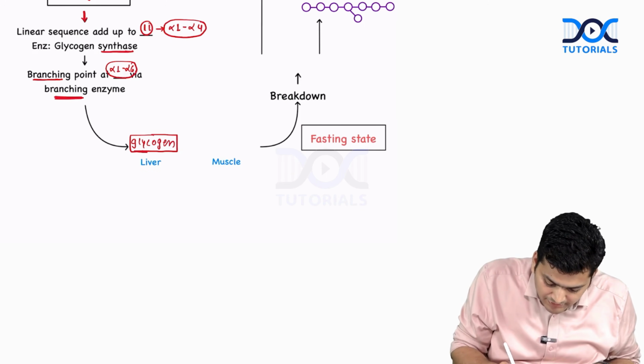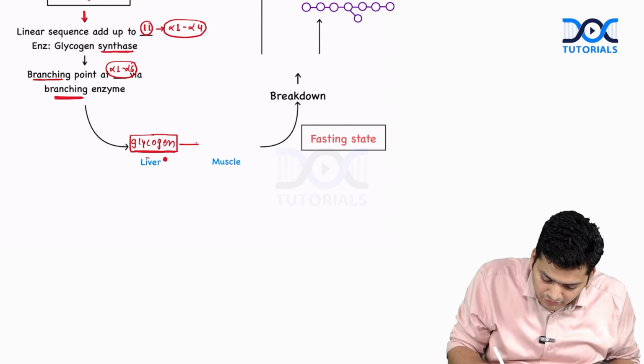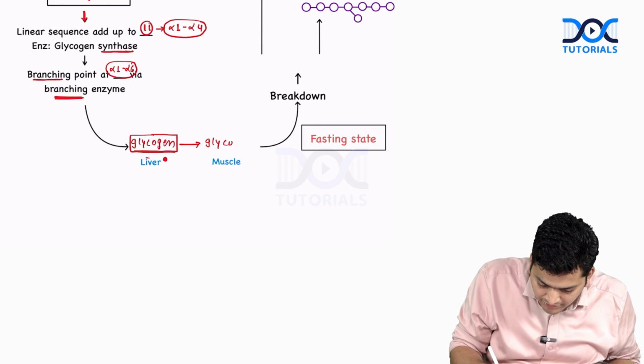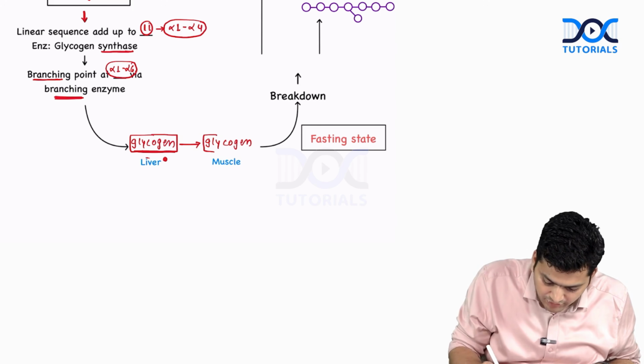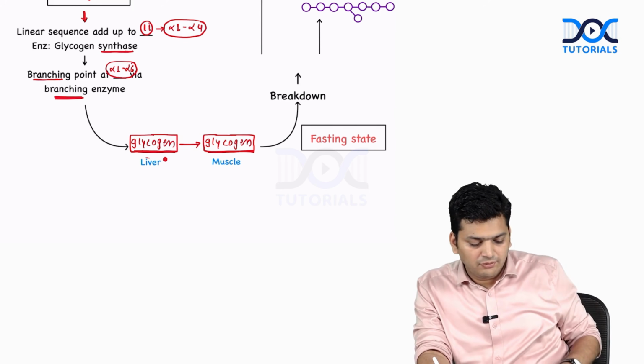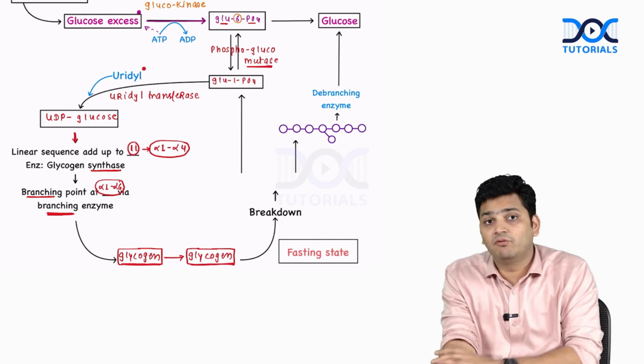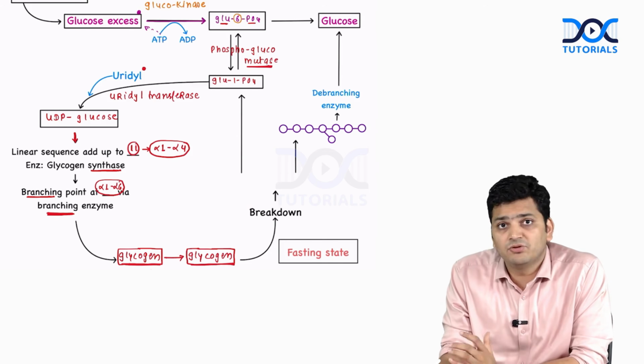And this glycogen will be synthesized in the liver and stored in the liver, and some part of the glycogen then will be shifted towards the muscle also, because they also require more energy in the fasting state. So this is how glycogen synthesis happens. This is the pathway of glycogen synthesis. This is called glycogenesis.